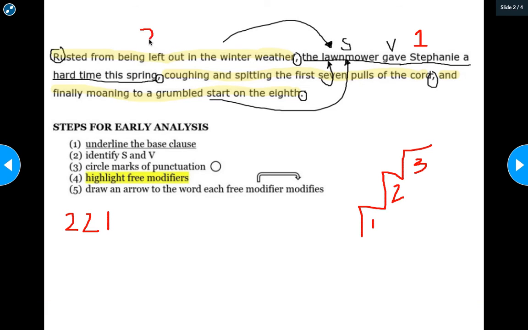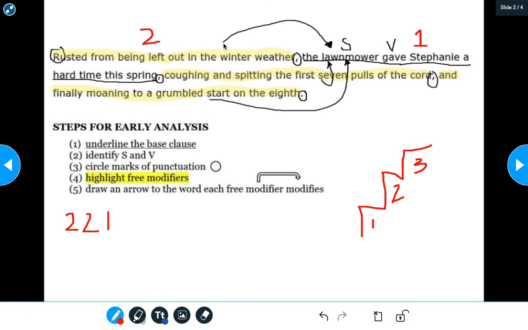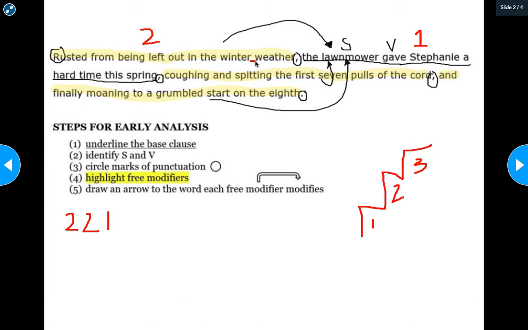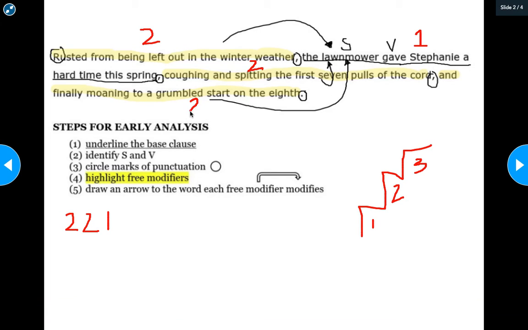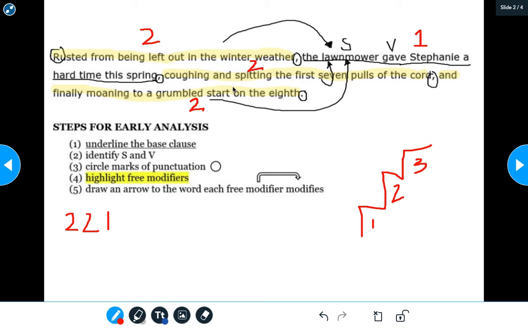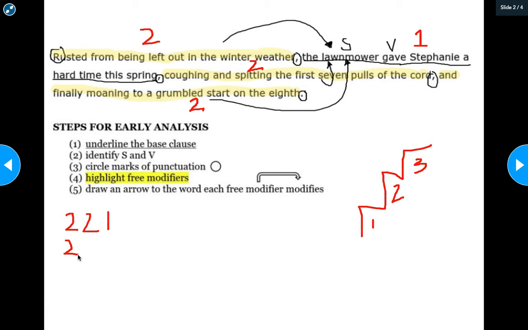So this free modifier modifies something in a level 1. "Coughing and spitting the first 7 poles of the chord" also modifies, where's the arrow? Here it is. Modifies the lawnmower. This is a level 2 free modifier as well. It modifies the lawnmower, which is part of the level 1. And finally, "moaning to a grumbled start" also modifies the lawnmower. So you can see as we level the sentence, we unveil its pattern. In this case, this sentence is a 2, 1, 2, 2. So this sentence has its own unique pattern. It's a 2, 1, 2, 2.